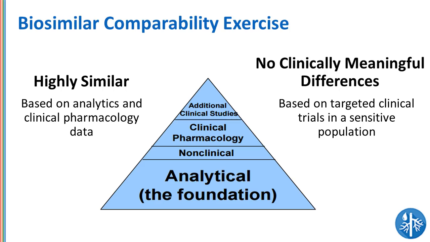Here you can see, I think, explained nicely in this pyramid triangle shape depiction of how this process works. So you start with the foundation of the analytical foundation, which is the most important part, obviously, because you've got to create the molecule that's similar. Not identical, can't be, but very similar. Then you do the non-clinical studies, which are a little less important. The clinical pharmacology comes next. And as you can see, the additional clinical studies, although important, are the smallest piece of this triangle.